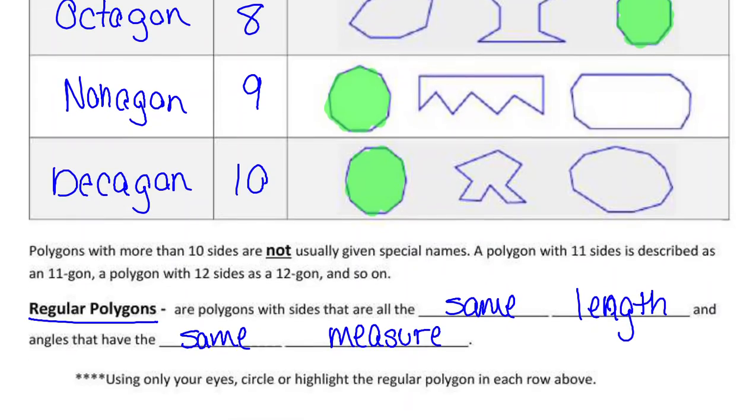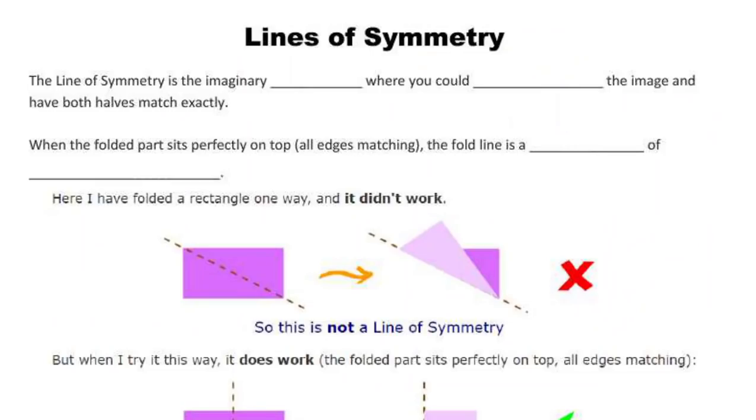All right, so now let's talk about lines of symmetry. So you may have heard of lines of symmetry before, and I wouldn't be surprised if you learned it in your elementary school classroom. A line of symmetry is an imaginary line where you could fold the image and they have both exactly the same on both sides, so they match exactly. So when the folded part sits perfectly on top of all the edges matching, the folded line is a line of symmetry.